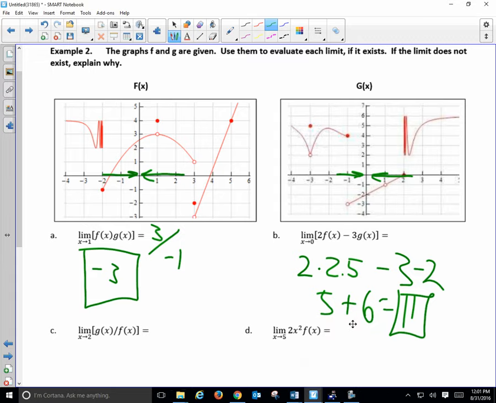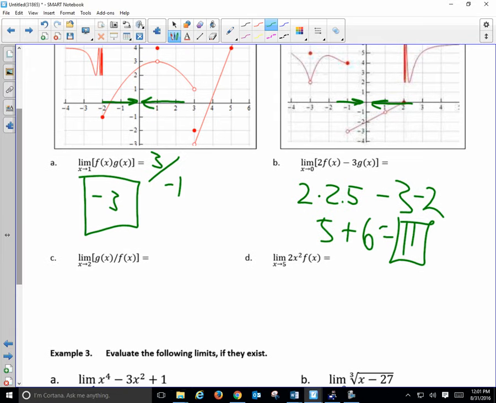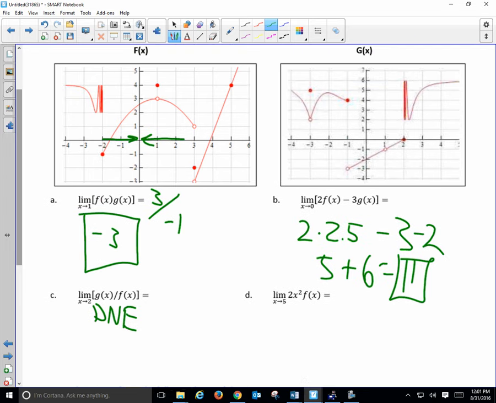Okay, we move on. Limit as x goes to 2 of g of x. What's the limit as x goes to 2 of g of x? Does not exist, folks. Because you have to approach it from the left, and you have to approach it from the right. And you see that it's not the same from the left or the right. So therefore, it does not exist. Divided by the limit as x goes to 2 of the function f of x, which is about 2.5. If one part of it does not exist, then the entire thing does not exist.